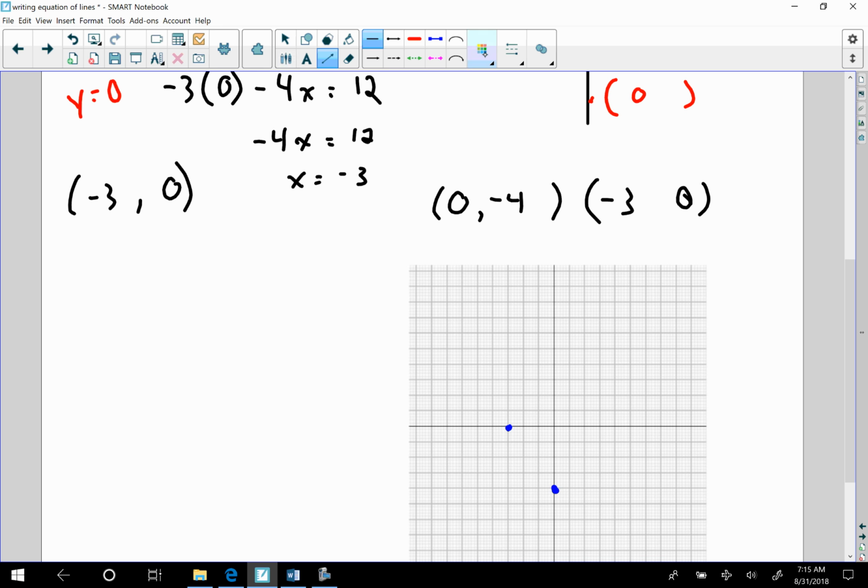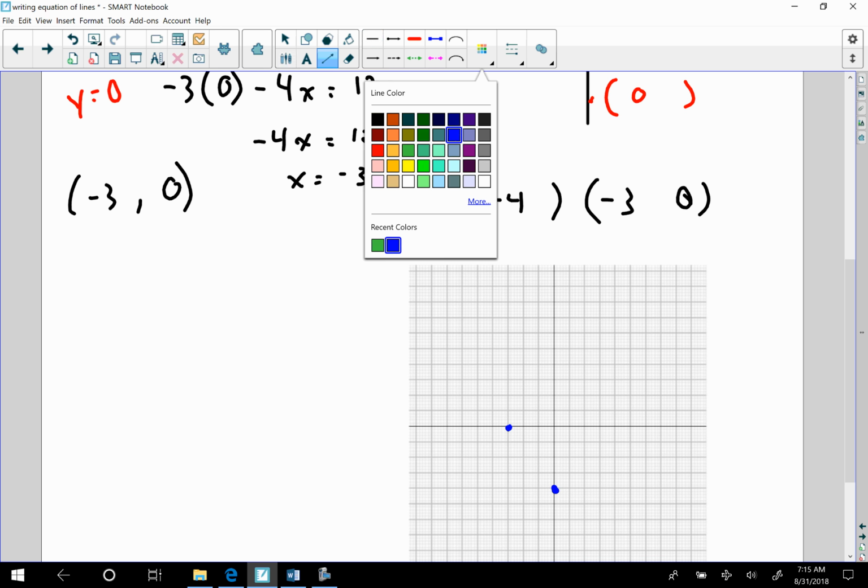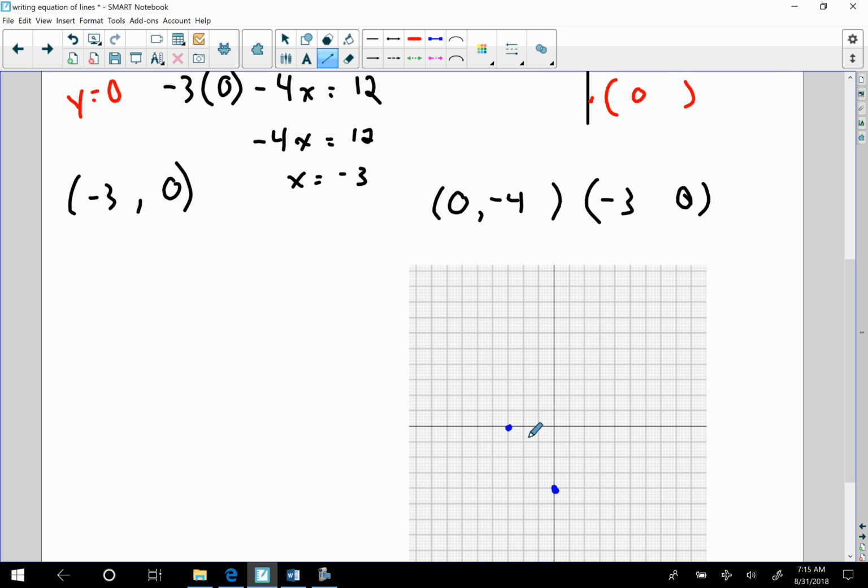I'm simply going to sketch that line. This time I will sketch the line in blue. And that's the line. And it would extend this way as well. Fairly straightforward problem. Put some arrows on it to denote that the line goes on forever.